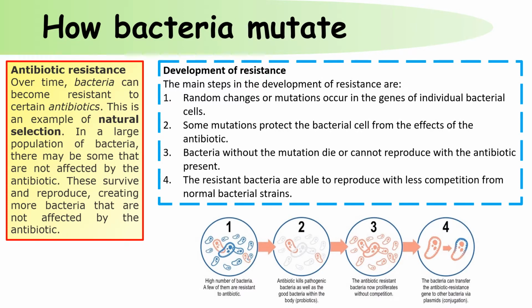There are 4 main stages in the development of antibiotic-resistant bacteria. The first stage is that random changes or mutations occur in genes of individual bacterial cells. Some mutations protect the bacterial cell from the effects of the antibiotic. Bacteria without the mutation die or cannot reproduce. So the resistant bacteria are able to reproduce with less competition from normal strains, so therefore you get an entire population of antibiotic resistant bacteria.